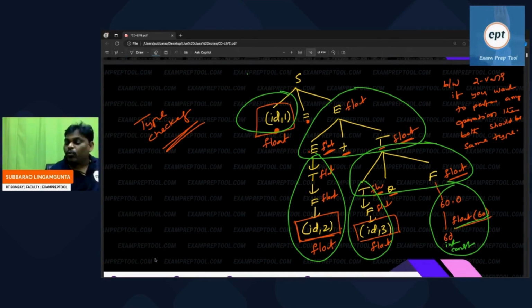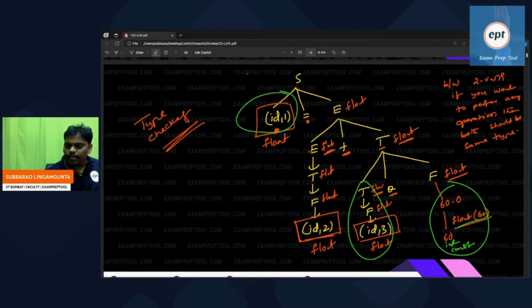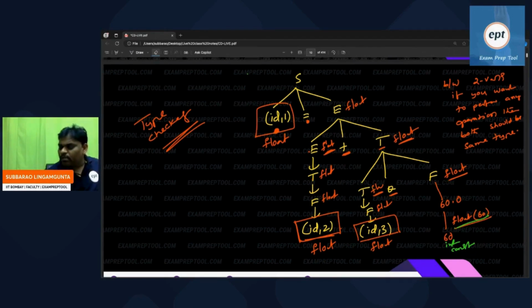Some people are asking, sir, why are you converting? See the rule: between two variables, if you want to perform any operation, then both should be the same type.